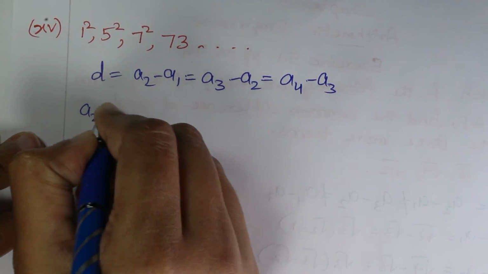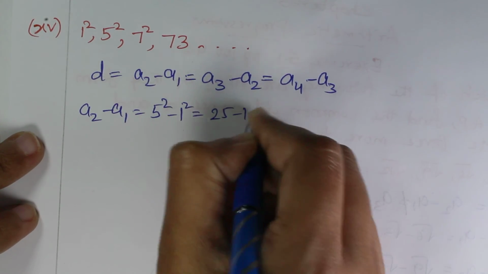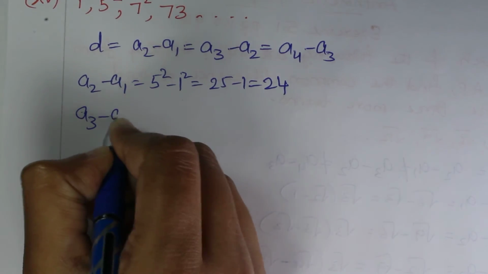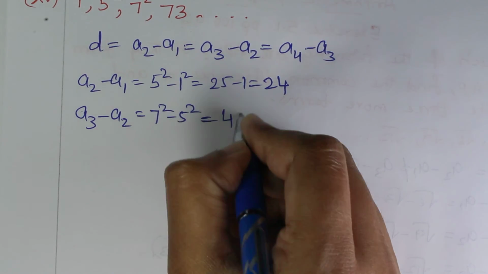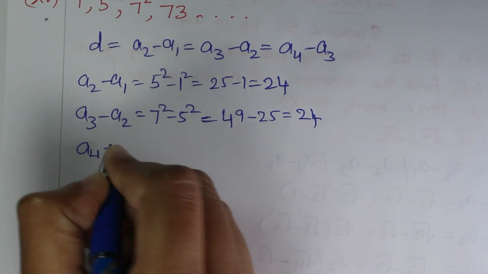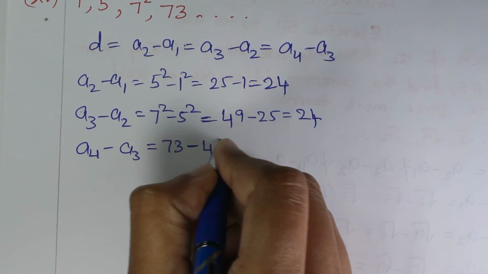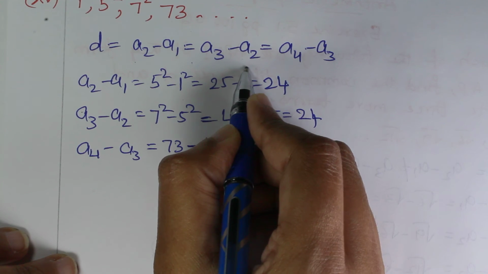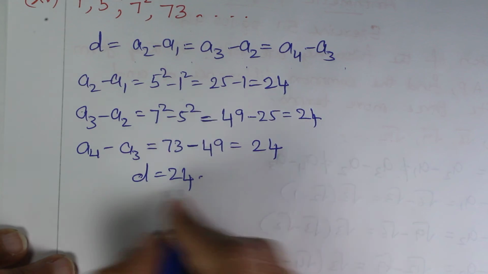So what is A2 minus A1? That is 5 square minus 1 square, that is equal to 25 minus 1, that is equal to 24. Now A3 minus A2 is equal to 7 square minus 5 square, that is equal to 49 minus 25, that is equal to 24. Now A4 minus A3 is equal to 73 minus 49, that is equal to 24. Here we see that A2 minus A1 is equal to A3 minus A2 is equal to A4 minus A3 and the common difference D is equal to 24. So this is an arithmetic progression.